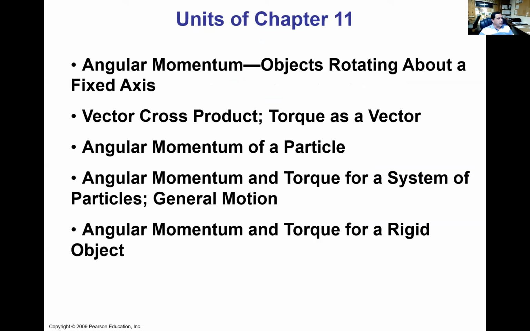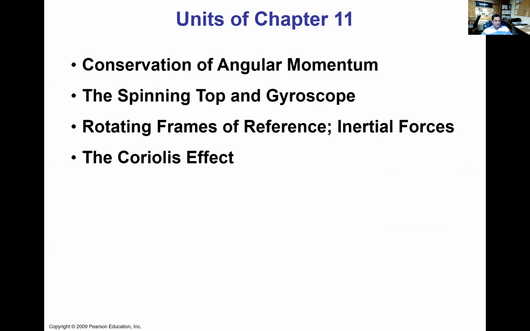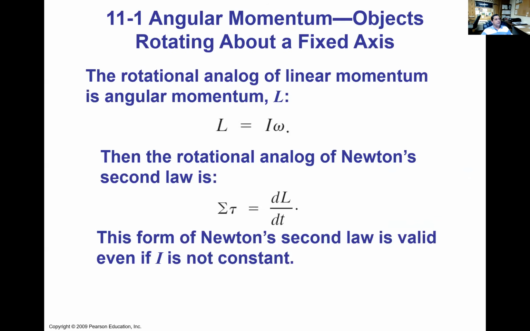In the chapter, we're going to talk about angular momentum, objects rotating about a fixed axis. We're also going to talk about vector cross product, torque as a vector, angular momentum of a particle, angular momentum and torque for a system of particles or general motion, angular momentum and torque for a rigid object, conservation of angular momentum, spinning tops and gyroscopes, rotating reference frames, inertial forces, and something called the Coriolis effect.